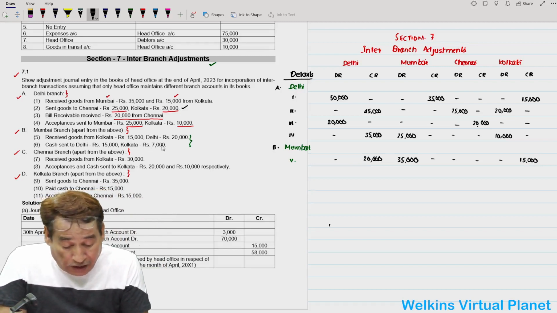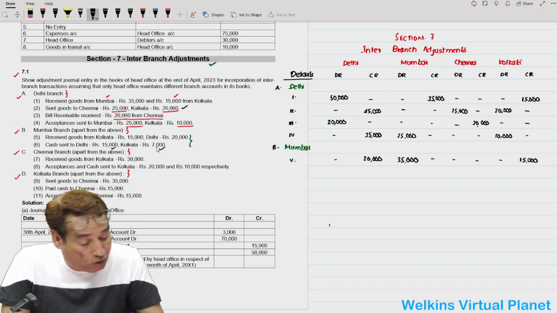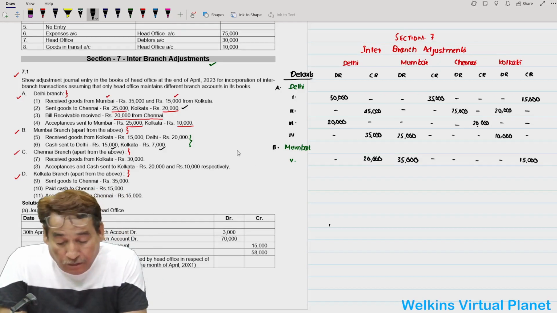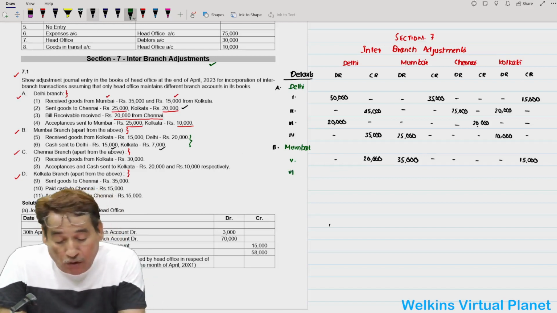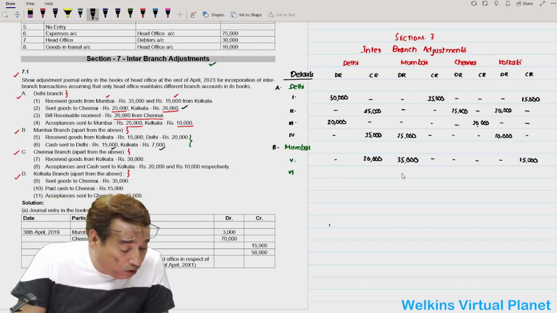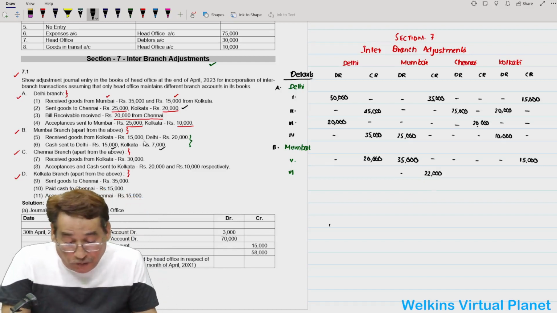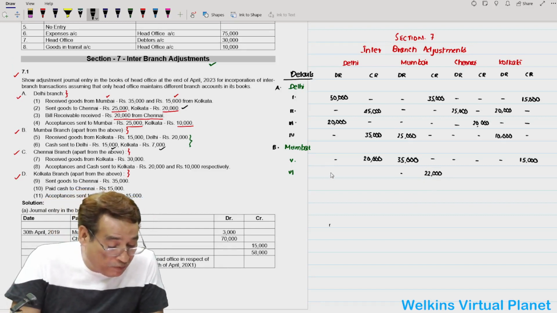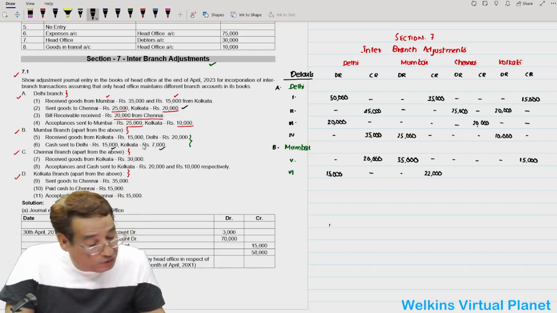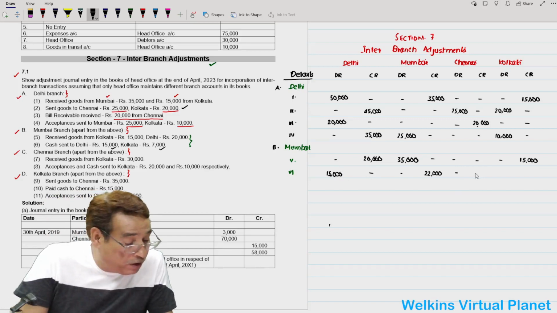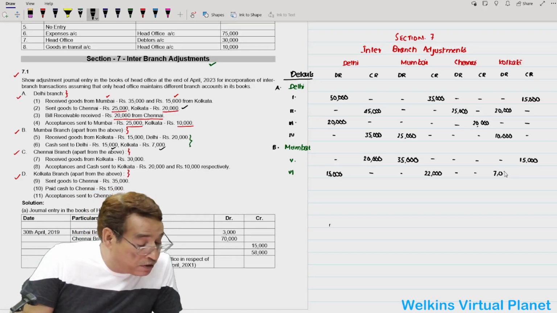Next one is cash sent to Delhi. That means Mumbai branch is sending the cash. Mumbai branch is sending the cash, 15,000 to Delhi and 7,000 to Kolkata. Total 22,000 worth of cash. So, I will move into the column of Mumbai branch first. And on the credit side, I will write 22,000 because Mumbai branch is the sender branch. Out of 22,000, 15,000 worth of cash is received by Delhi branch. So, on the debit side of Delhi, I will write 15,000. And 7,000 worth of cash is received by Kolkata branch. So, on the debit of Kolkata branch, I will write 7,000.